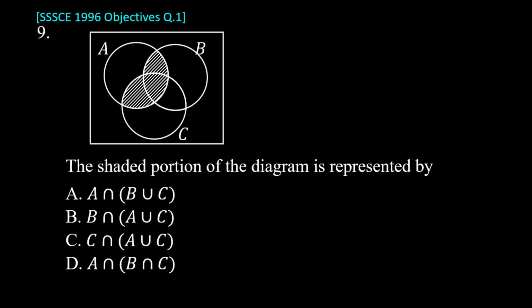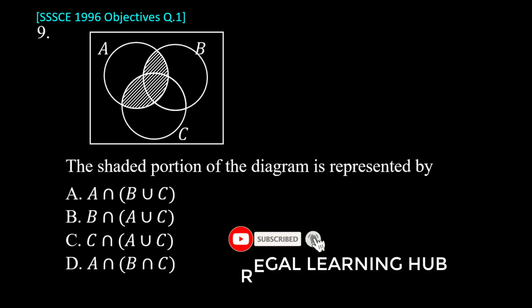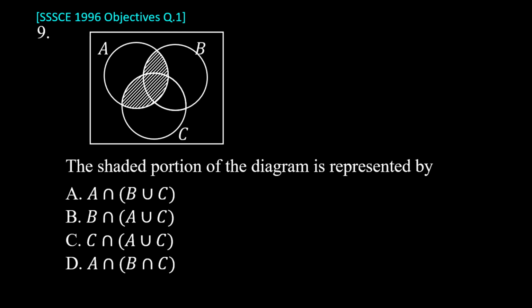Question 9. This is taken from SSSCE 1996 Objective Question 1. The shaded portion of the diagram is represented by A, A intersection B union C; B, B intersection A union C; C, C intersection A union C; D, A intersection B intersection C.